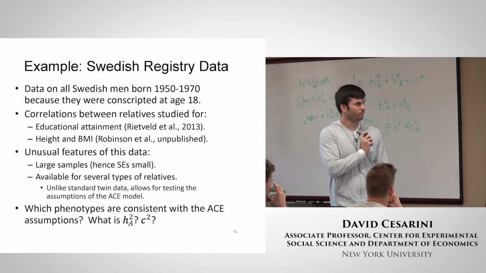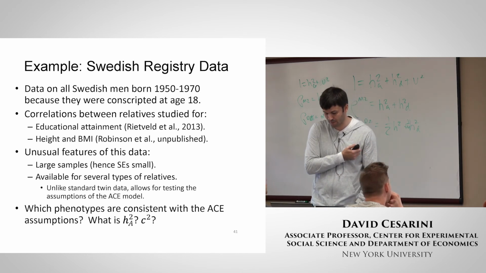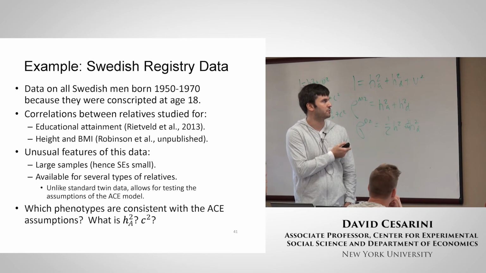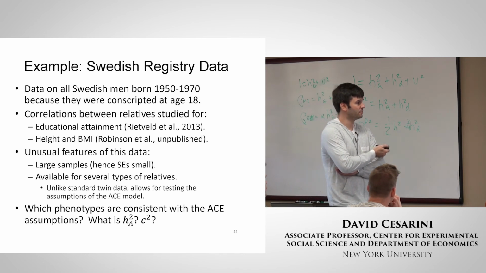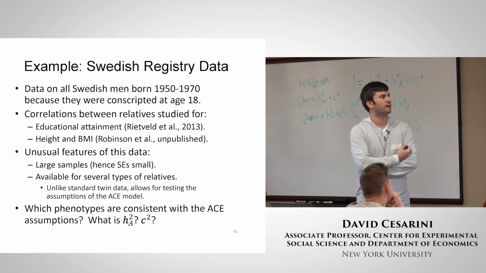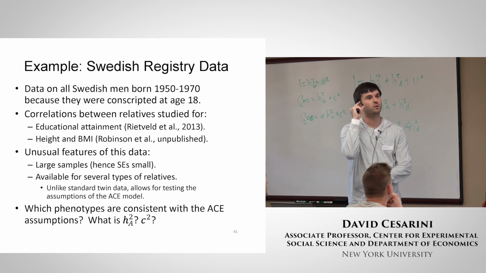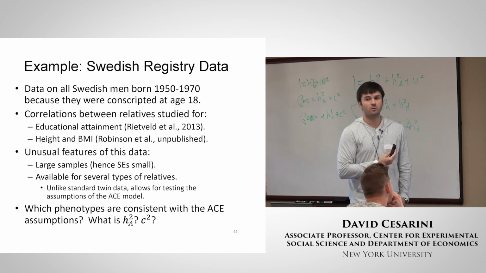And so you can look at that. They applied it to earnings, and we just added in a few more phenotypes that we're interested in, and we reported these correlations in different papers of ours. So you can look at these data, and you can ask, okay, for which phenotypes do we observe phenotypic resemblance that is roughly consistent with the ACE models?